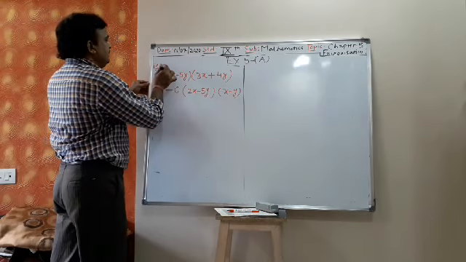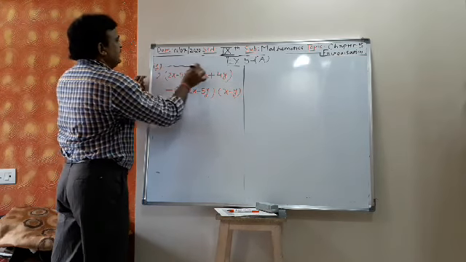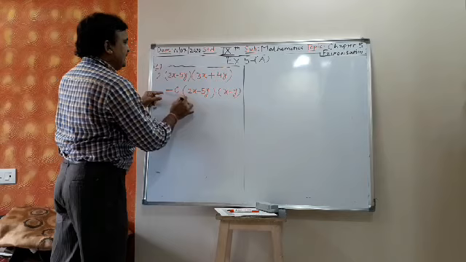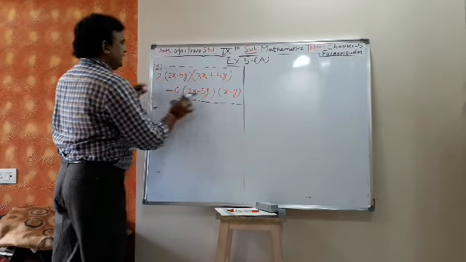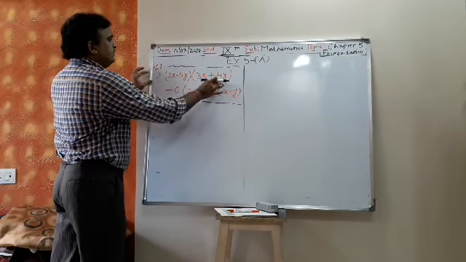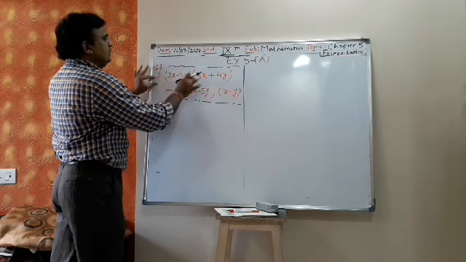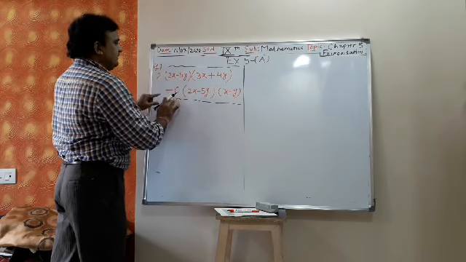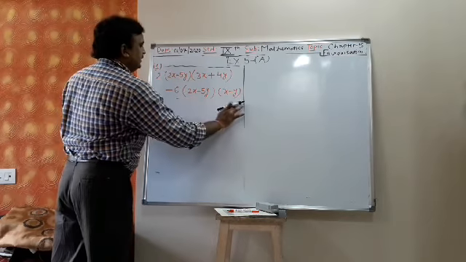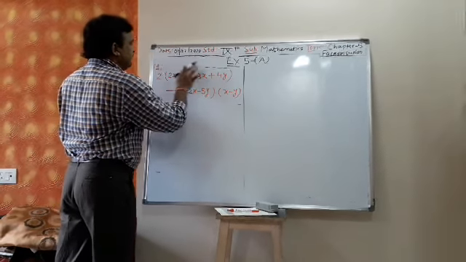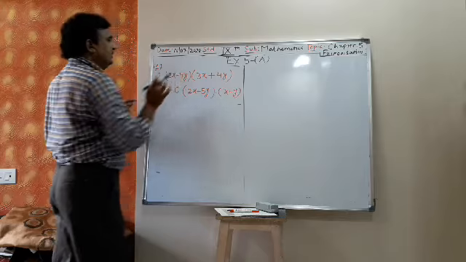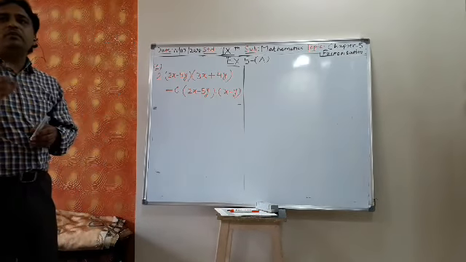This is my one term, and this is my other term. Is it clear? Multiplication means one term. 2 into this is one term, and this is my other term. So between two terms, you have to find the common factor. Is there any common term or common factor?